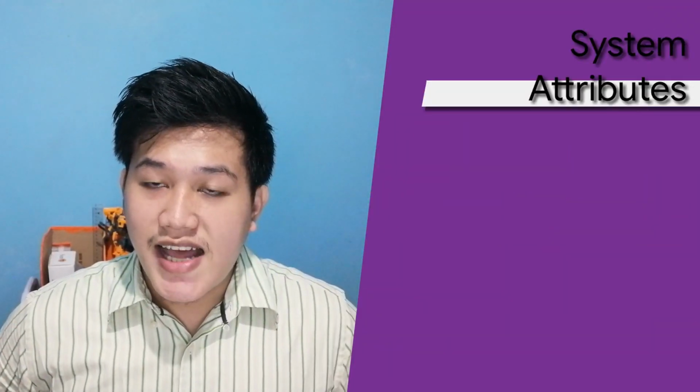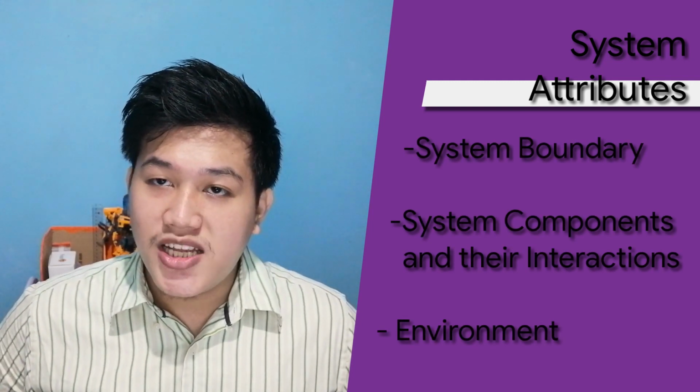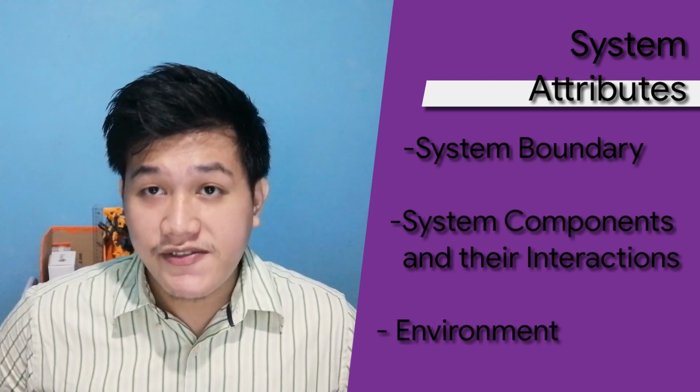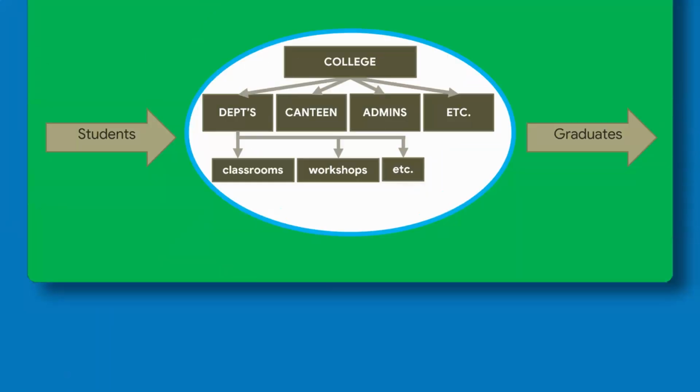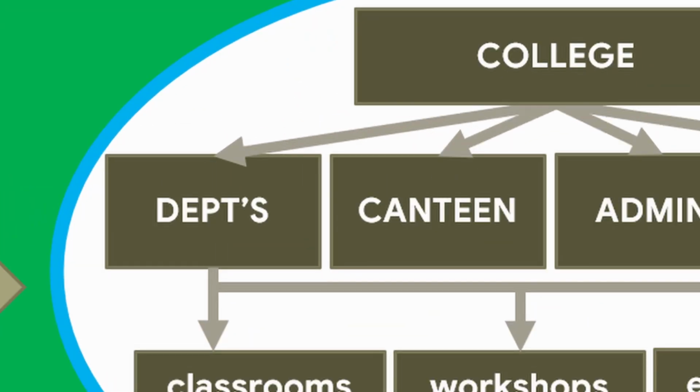Based on the topic we discussed before, a system is characterized by the following attributes: system boundary, system components and their interactions, and environment. For this one, let's use college as an example of a system. Any university has functioning parts such as departments that sort the students and provide faculty members and staff to teach the students and maintain some aspects of the school.